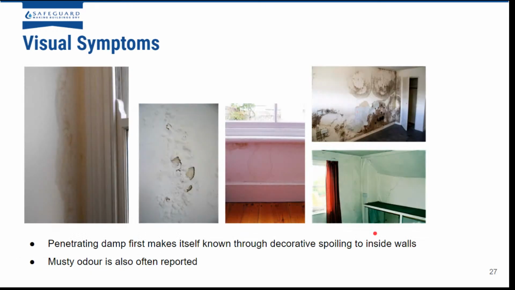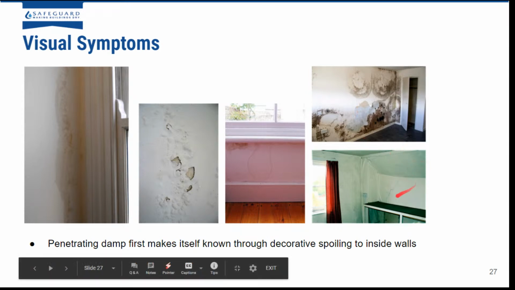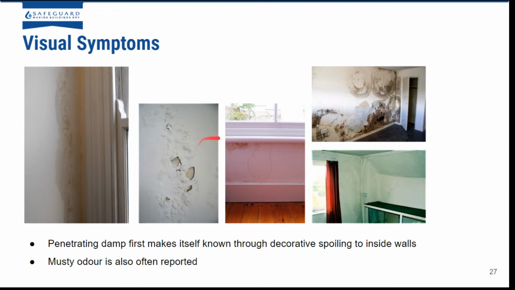So visual symptoms of penetrating damp are decorative spoiling to the inside wall, musty odour, mold growth, blistering paint, things like that, that typically don't have a tide mark, which would indicate rising damp, but instead are all the way up the wall, and found much higher and possibly in second floor rooms. So this picture here is actually penetrating damp caused by retrofit cavity wall insulation, which is why it was so severe.